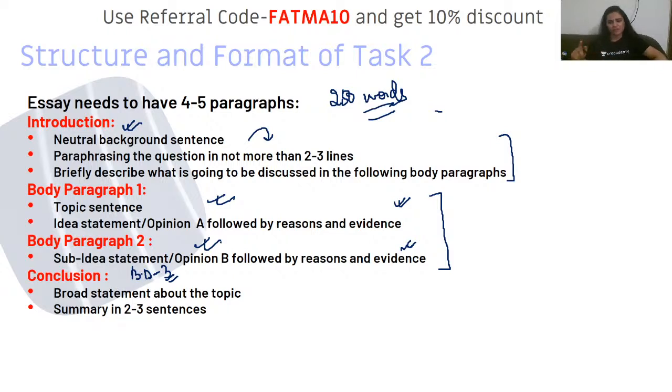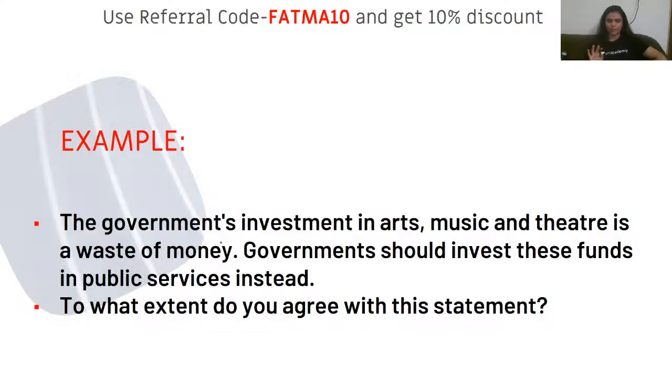Okay, let's discuss this through a question. Hold on. This is a question. Read the question quickly. मेरे साथ पढ़िए आप question. Government's investment in art, music, and theatre is a waste of money. Governments should invest these funds in public services instead. To what extent do you agree with the statement?